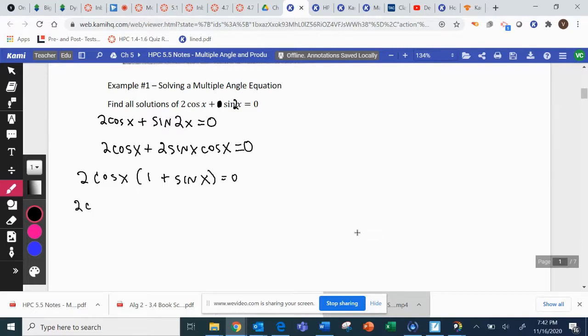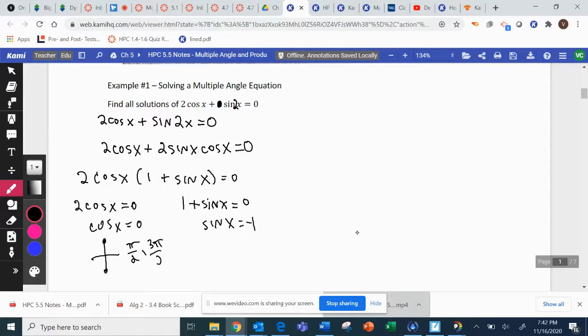So we'll separate these, set them both equal to 0. And where is cosine equal to 0? That would be at pi over 2 and 3 pi over 2. And then where is sine equal to -1? Well, that would also be at 3 pi over 2.